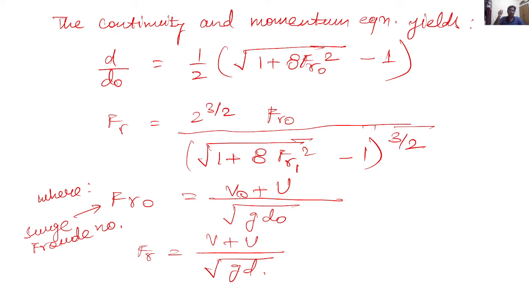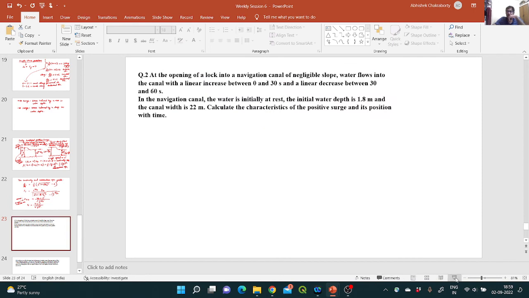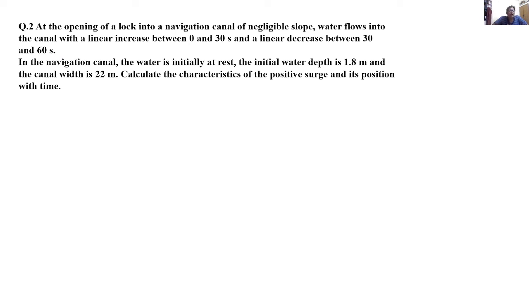Now let us see the problem which we actually wanted to solve and how to solve it. At the opening of a lock into a navigation canal of negligible flow, water flows into the canal with a linear increase between 0 and 30 seconds and a linear decrease between 30 and 60 seconds. In the navigation canal, the water is initially at rest. The initial water depth is 1.8 meter and the canal width is 22 meter. Calculate the characteristics of the positive surge and its position with time. Okay, so let us first of all tabulate it: the time in seconds and the discharge in meter cube per second, which is provided.